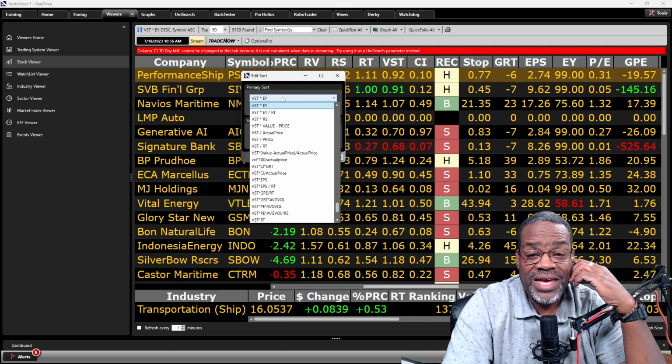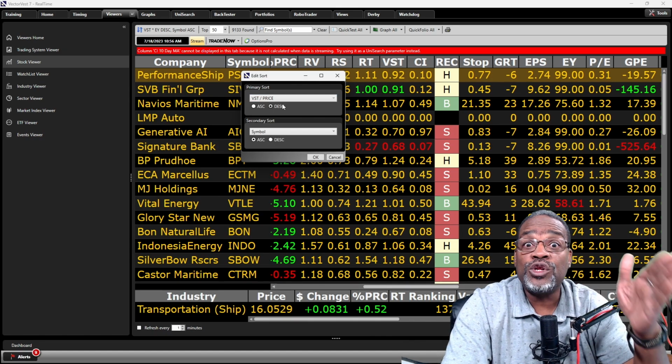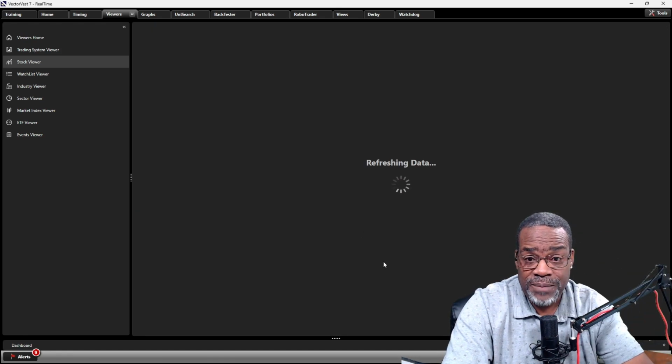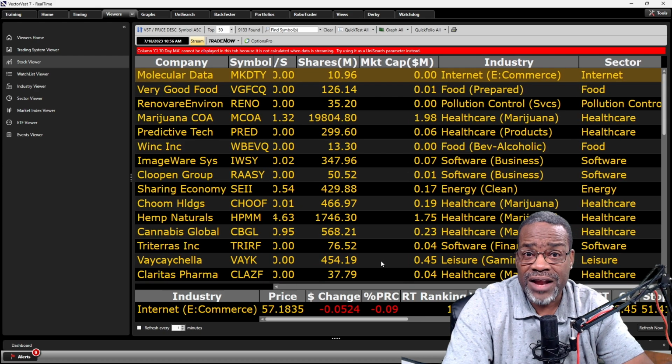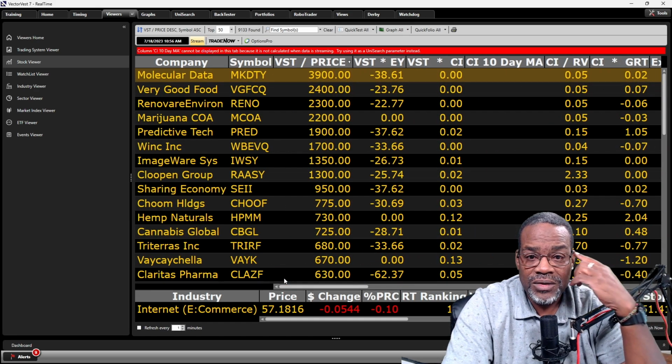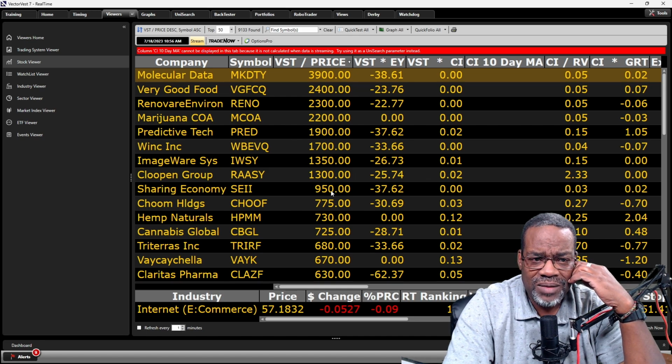How about VST divided by price? High VST stocks with low price, with low dollar values. Ooh, this is for people out there that may not have a lot of money to invest in the stock market. Ooh, the VST divided by price. Wait a minute. Some of these are way high. No, VST divided by price. Low price, but these prices are, hold on.